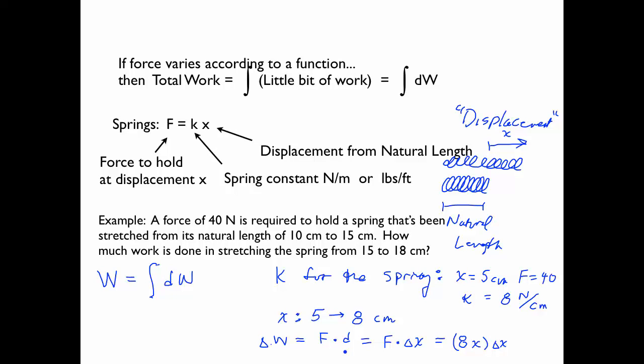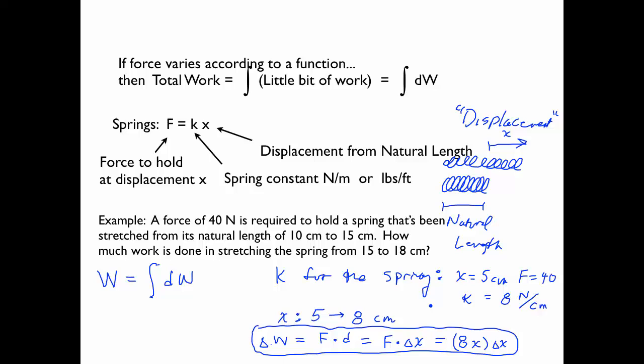Okay, so delta W is going to be force times a little change in x. The force is always 8x, 8 times whatever the displacement is, and then I'm going to increase that displacement just a little bit so I can assume that constant force and get that little amount of work. So that's our typical element, like a typical volume element, typical strip. We have a typical amount of work. Typical amount of work is 8x delta x.